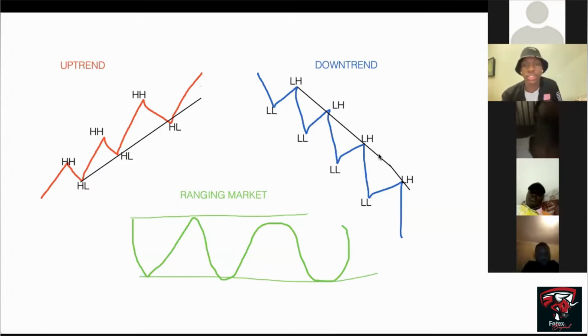Guys, like Forex, simplicity is key when it comes to trading, guys. So I am going to close the screen now because I want to move on to the actual graphs.